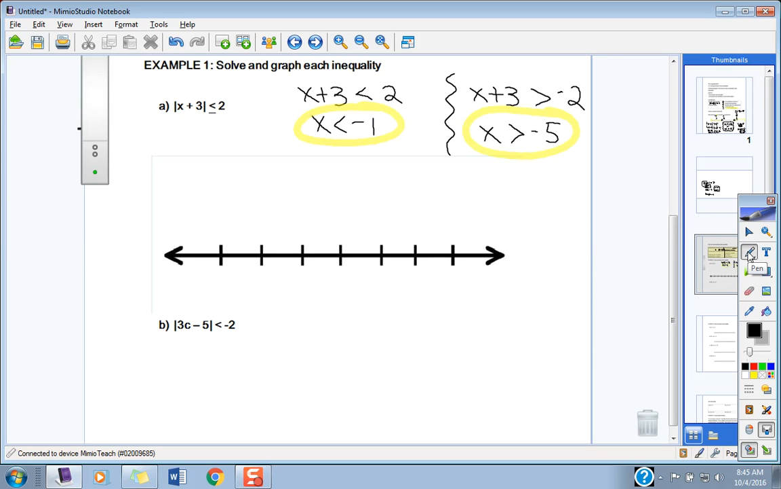Let's see. Let's put zero clear over here on the right. Call this negative 1, negative 2, negative 3, negative 6. Let's label it like that, okay? Guys, what two values are you working with here, first of all, according to our solutions? Negative 1, negative 5. Open or closed on both? Open on both. Let's do that. Open on negative 5, open on negative 1. Do you guys agree with what I've got there so far? All right.